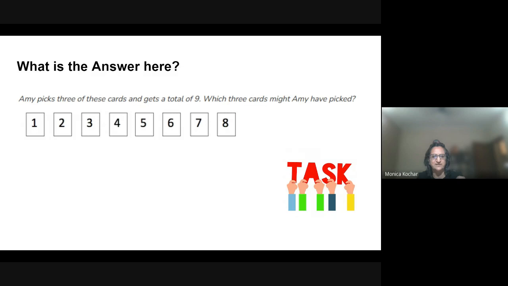So I'll give you another question. Amy picks 3 of these cards and gets a total of 9. Which 3 cards do you think Amy would have picked? It's a very simple question. Which 3 cards would Amy pick? She wants a total of 9. Please, maths teachers, quickly, quickly.